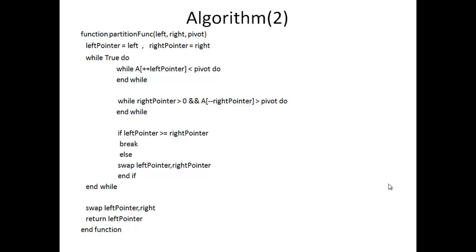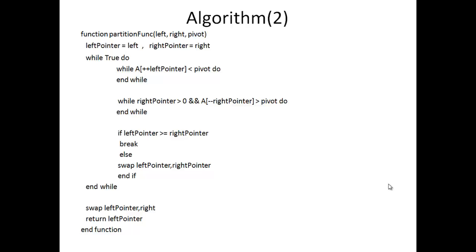If the left pointer value is less than pivot, then increment the pointer. If the right pointer value is greater than pivot, then decrement the pointer. If the left pointer and right pointer cross each other, stop the looping and swap the left pointer with the pivot and return the left pointer. Else swap the left pointer with the right pointer.